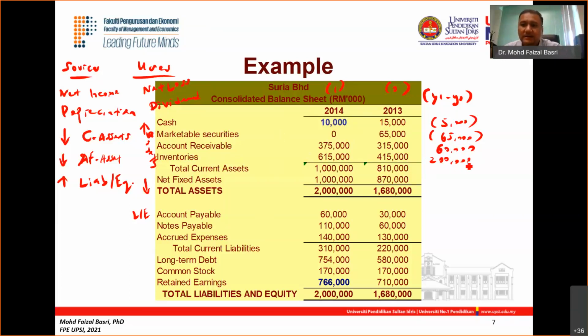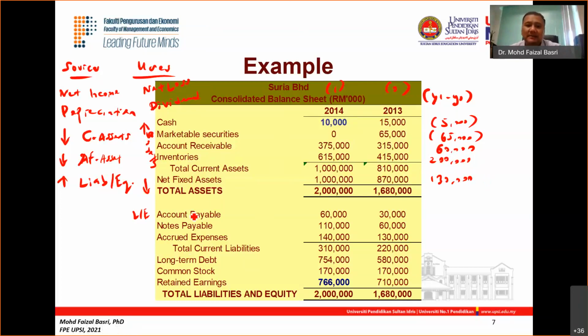These are our current assets. Next, we have net fixed assets from 1,000,000 drop to 870,000. This is basically 130,000. Let me grab a calculator. So that's our assets. We have 4, 5 items under assets. By the way, if you're not sure, not clear, just let me know.